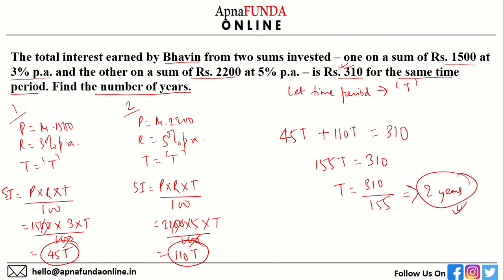Simple question, like the previous question, you need to go step by step. We had to assume the number of years to be T in both the cases because this sum was invested for the same time period. We calculated the simple interest on both these sums, and together these interests are equal to 310. From there we calculated the time period. I'm sure you must have understood. I'm sure you have solved along with me, and this is the answer that you will also get.